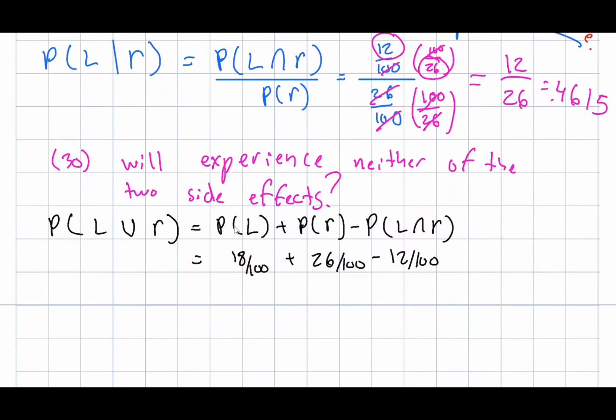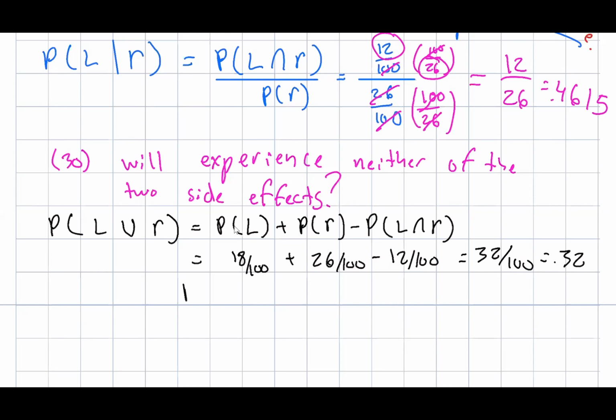All right. So if you do this, you get 32 over 100, if my math is correct. So that means this is 0.32. This is the probability that somebody suffers from either loss of sleep or raised blood pressure. But the thing is, we want them to suffer from neither of these.